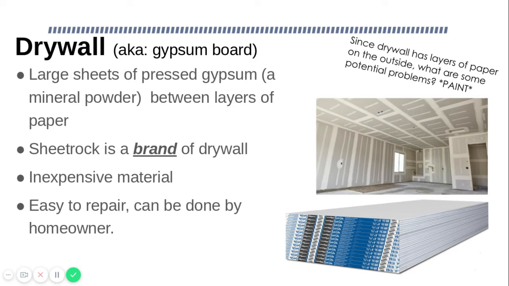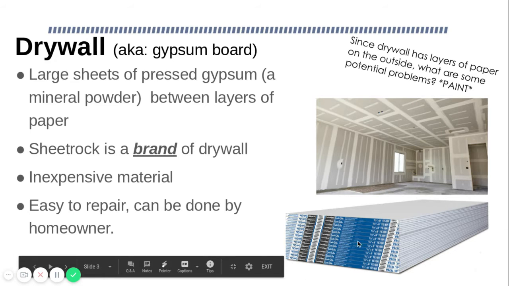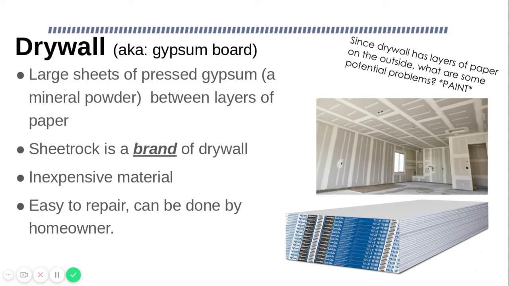So basically, it's just a big old sheet of pressed gypsum, which is a mineral powder, that is covered in two layers of really, really thin paper, kind of cardboardish paper. So it comes in these big sheets like this, if you've ever noticed them at Lowe's or Home Depot or Builder's First Source. And they're not very expensive. It's really easy to repair. Like you don't have to hire somebody to help you repair it.